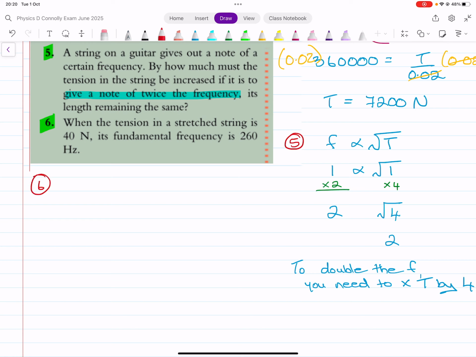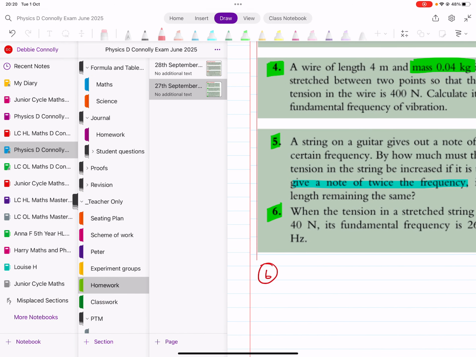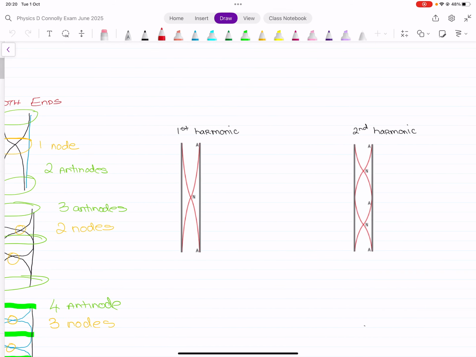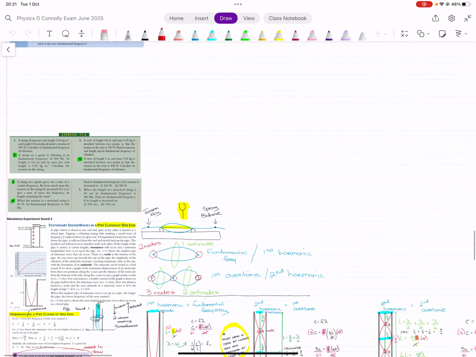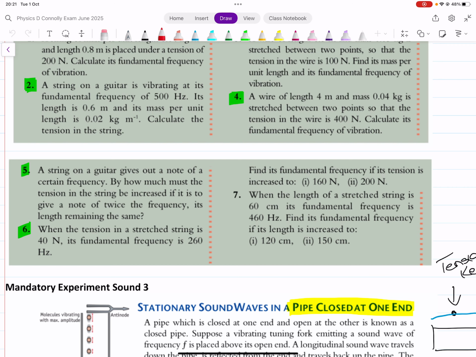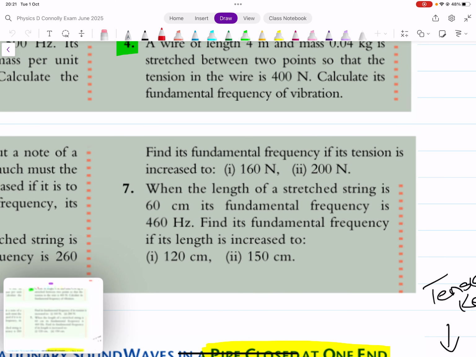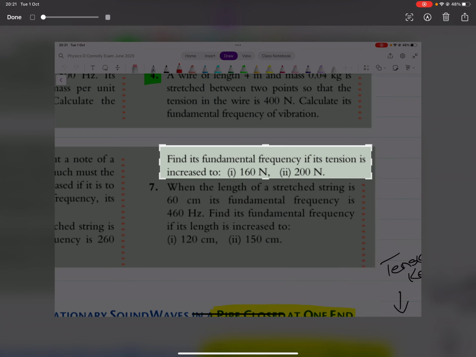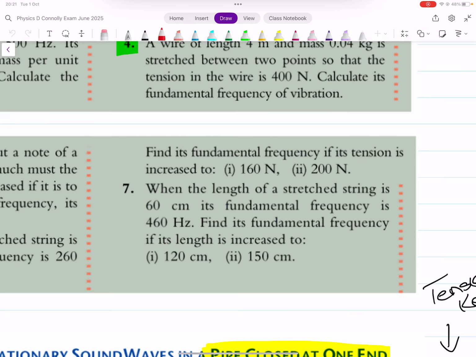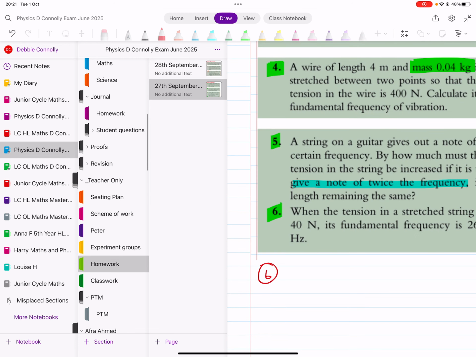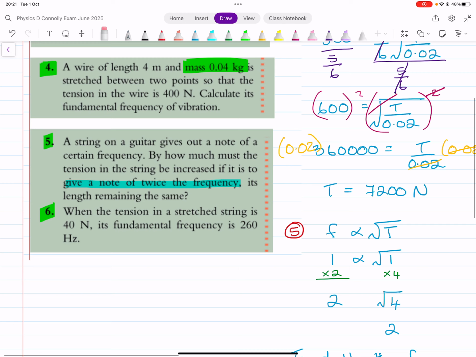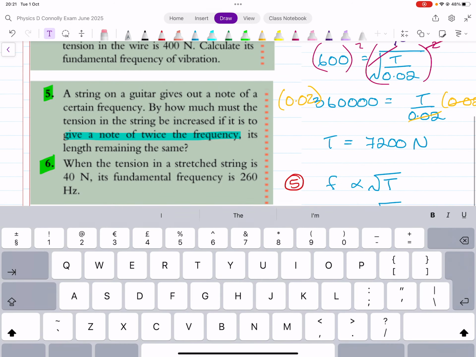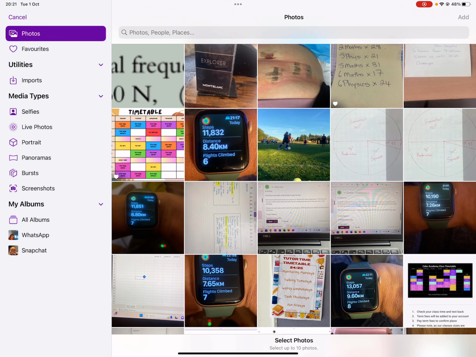Question 6. When the tension in a stretched string is 40 newtons. Oh, what am I missing here? Did I miss half this question? It's in here anyway. Okay, so here it is. Hang on. Done. Save. Okay. Homework. Sorry, now I'll just get rid of this and then add it in. Oh no, that's not what I want to do. Sorry, bear with me. Picture. There you go. Add.